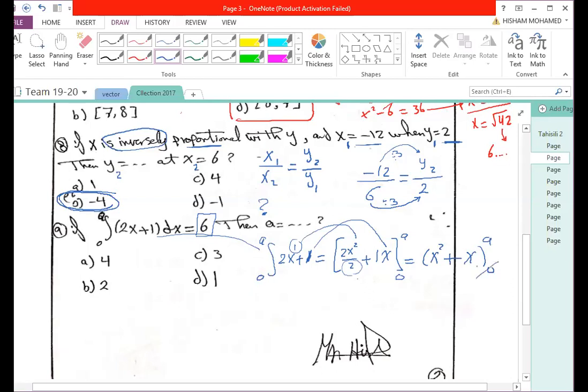So I don't need to plug in 0. I will need to plug in a. So a squared plus a is equal to 6. Now ask yourself, what number, when I square it and add it to itself, gives me 6? It's 2, because 2 squared plus 2 is equal to 6.